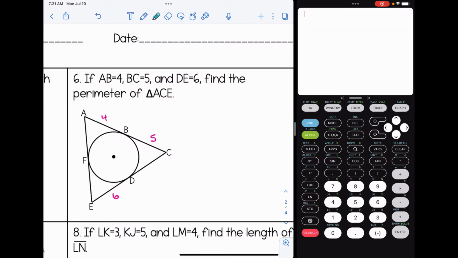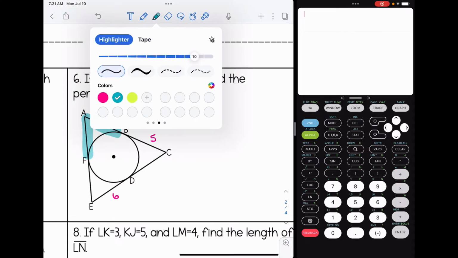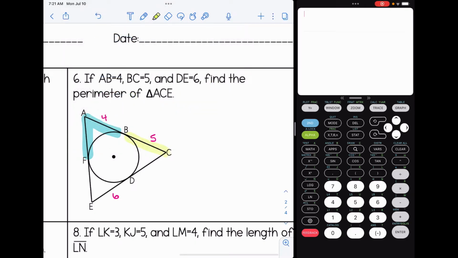To do this question, I'm going to just add a little highlighting in here, and I want you to notice that FA and BA are 2 tangents that meet at the same external point. BC and DC are also 2 tangents that meet at the same external point. And FE and DE, 2 tangents that meet at the same external point. So remember, if you have that scenario, those 2 tangents are equal to each other. So the 2 tangents that I highlighted in blue are going to be equal, and they're both 4. The 2 that I highlighted in green, both equal at 5. And the 2 I highlighted in pink, both equal at 6.